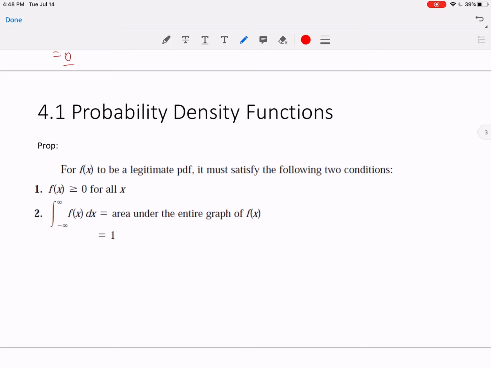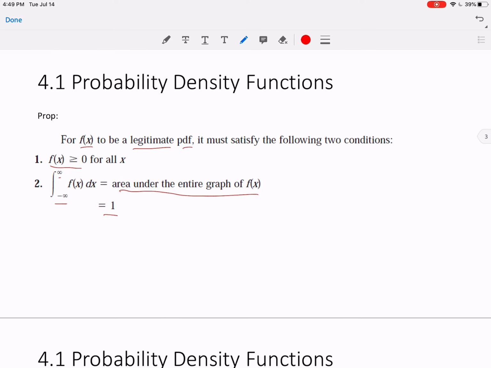And for f of x to be a legitimate PDF, it must satisfy the following two conditions. Number one, f of x for all x is greater than or equal to 0. Why? Because f of x, or PDF, represents probability. For being a probability, it must be greater than or equal to 0. Okay. Number two, the integral of f of x from negative infinity to positive infinity, which is the area under the graph of f of x, is equal to 1.